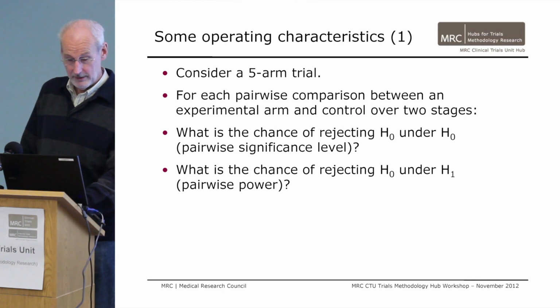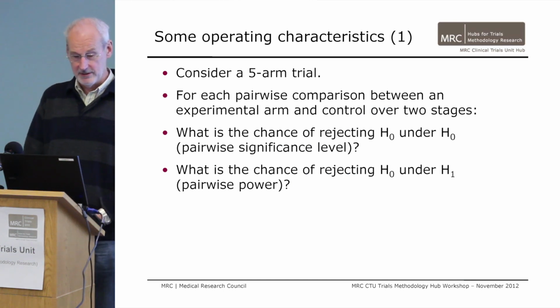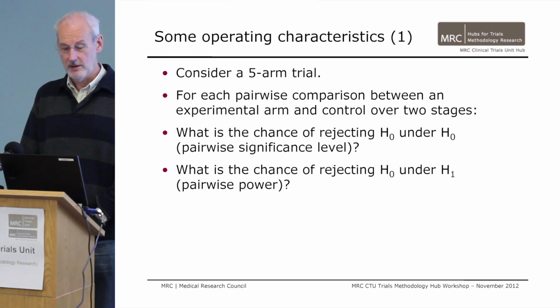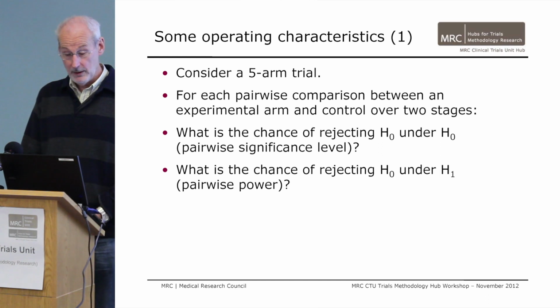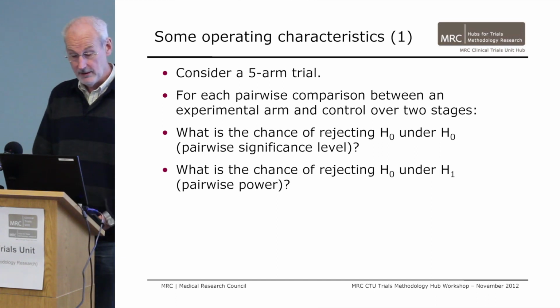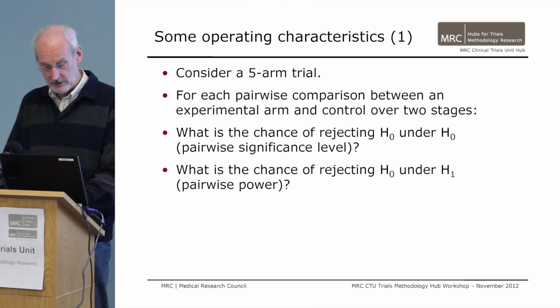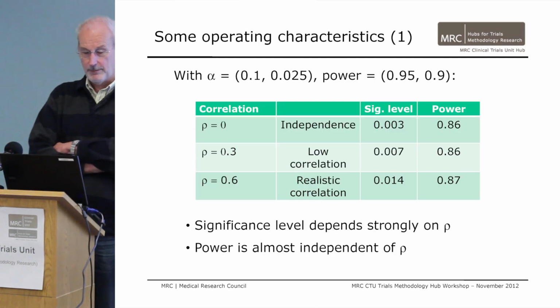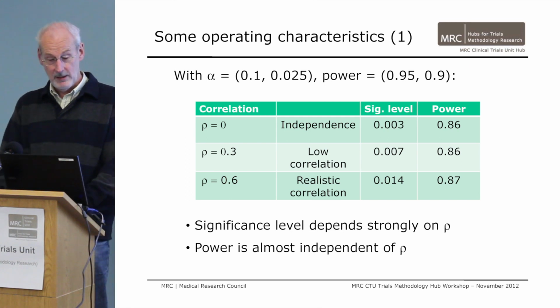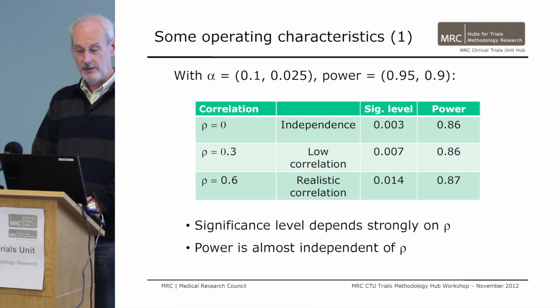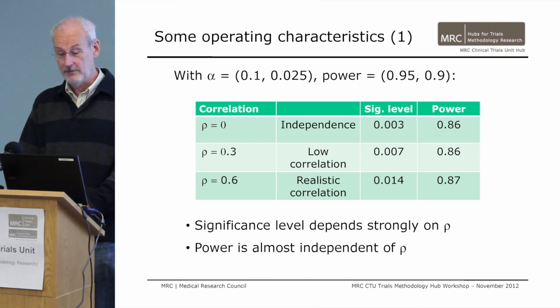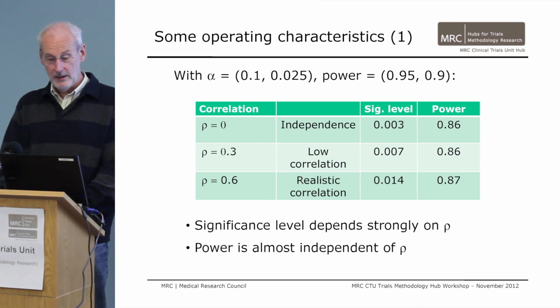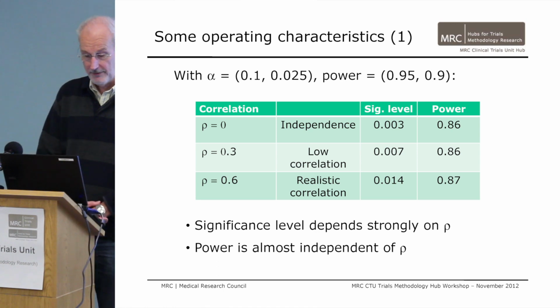Okay, so let's just go on a bit more about the operating characteristics of the design. Let's think about some generic 5-arm multi-arm trial, and let's look at the pairwise comparison between any experimental arm and control over 2 stages. So what is indeed the significance level and power for this situation? So this is now coming straight back to the question I was just asked about the correlation. Let's give an example where you've got a type 1 error alpha I of 0.1, 10% in the first stage, and 0.025 at the definitive stage. And let's suppose the power was 0.95 for the first and 0.9 for the second.